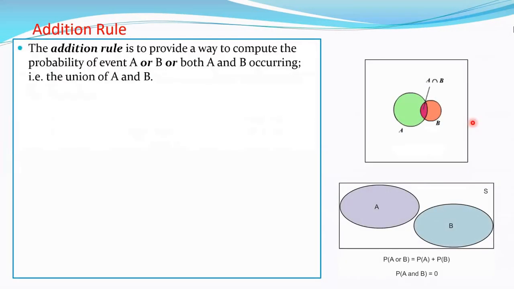Now we are looking at the addition rule. The addition rule means we want to calculate the probability of an event which occurs as A or B or both occurring. That is, we want to calculate the probability of the union of A and B. So that is the probability of A or B, the probability of A union B, which you can write as P(A) plus P(B) minus the probability of A intersection B.